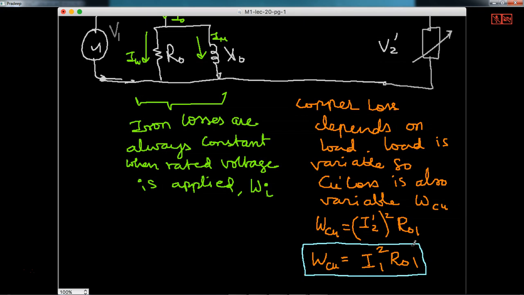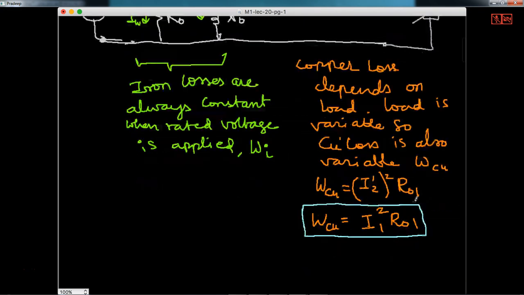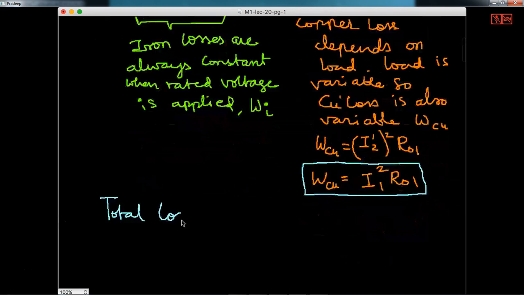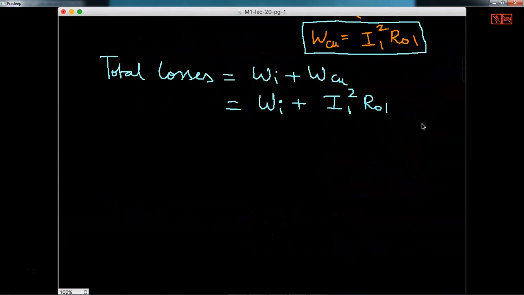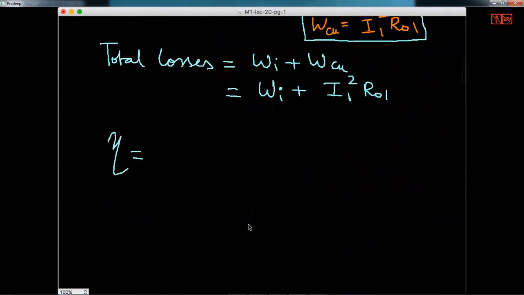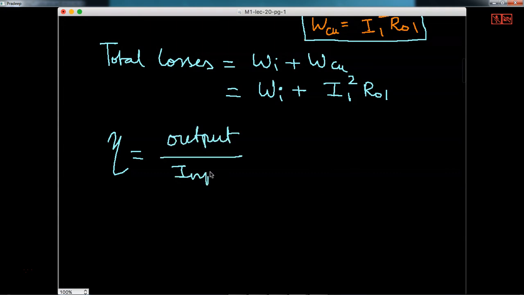So now we have total losses, which is nothing but iron loss, which is constant, plus copper loss, which is variable, depends on the amount of current I1. Now what is the efficiency? So efficiency is nothing but output by input. So this is the efficiency of the transformer.